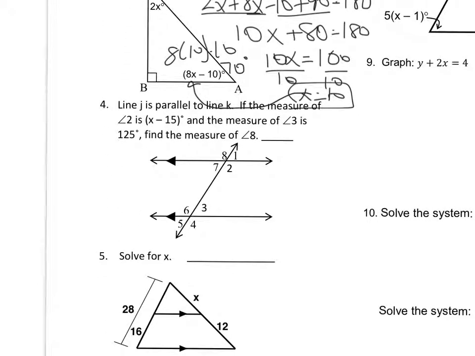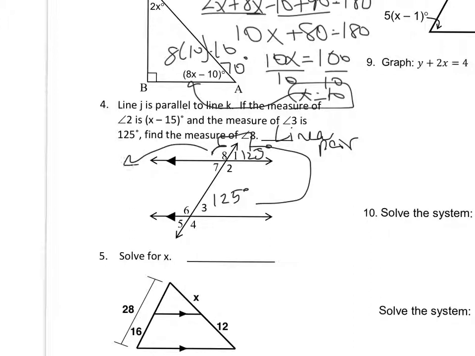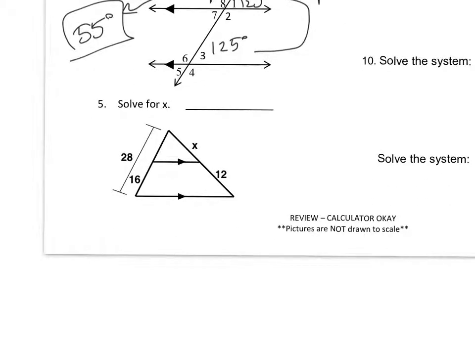Okay, question 4. We are given that angle 3 is 125. And angle 8 is what we're looking for right here. Well, corresponding angles 1 and 3 are 125. They're congruent, because they're in the same position, top right, and 1 and 8 make a linear pair. So that means they add up to 180. So x plus 125 equals 180. Subtract 125 from both sides, and that means that angle 8 is 55 degrees, because they have to add up to 180.